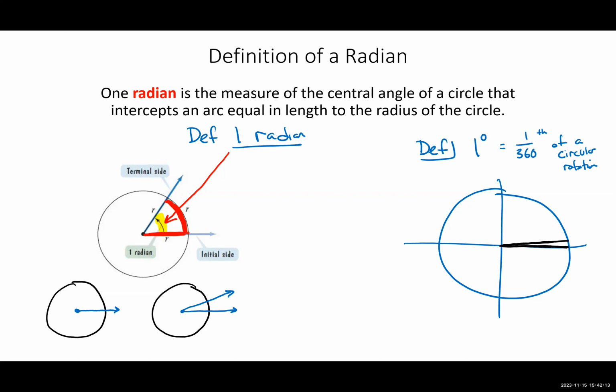And 2 more angles. Let's call this alpha and beta. Well, alpha is smaller than 1 radian. Just by the looks of it, it looks like it's more than 1 degree, but it's less than 1 radian. And then beta is larger than 1 radian.